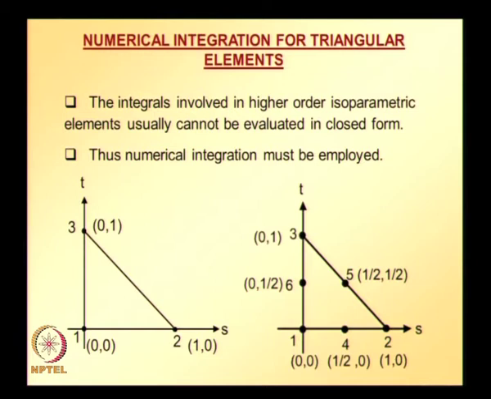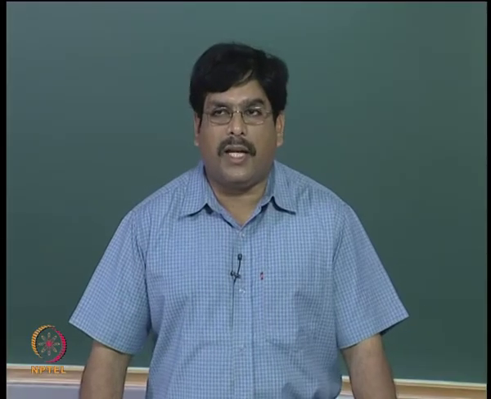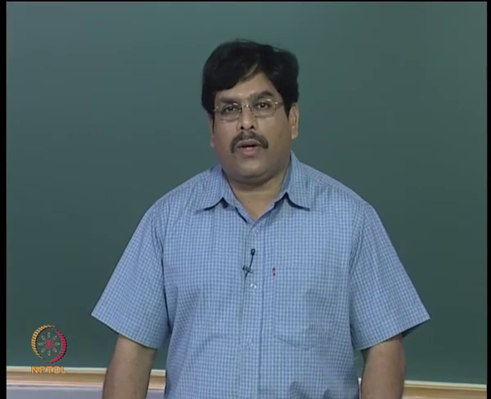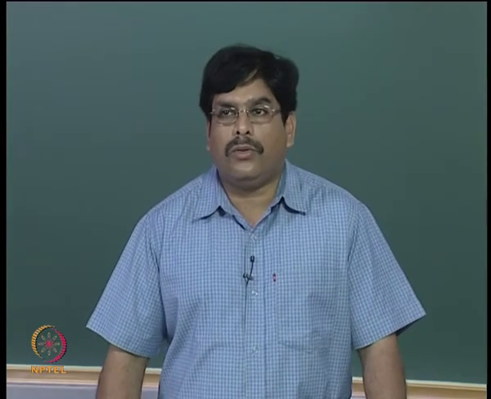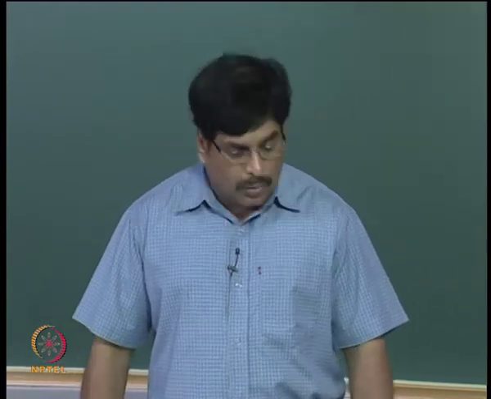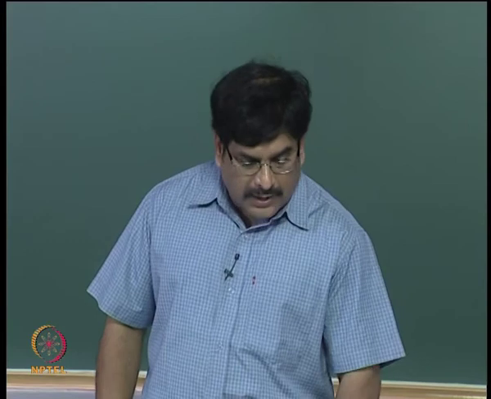And the equation of the inclined side 2 3 for both the triangles is given by S plus T equal to 1. So, if one wants to evaluate an area integral over this triangle element, then the limits for S are going to be 0 to 1 minus T, and limits for T are going to be 0 to 1. So, that is what is written here.